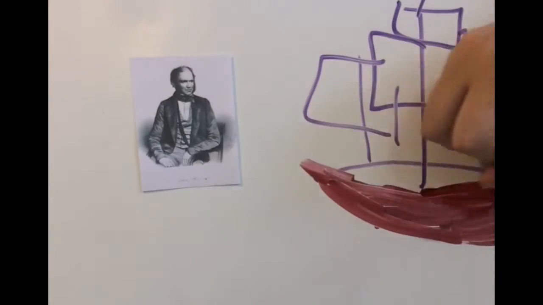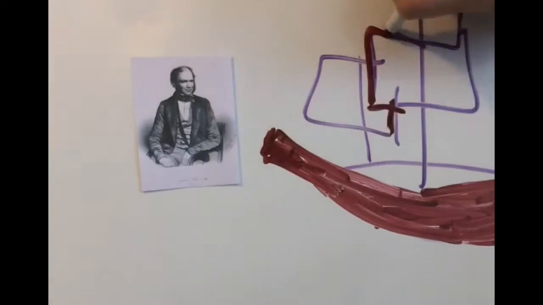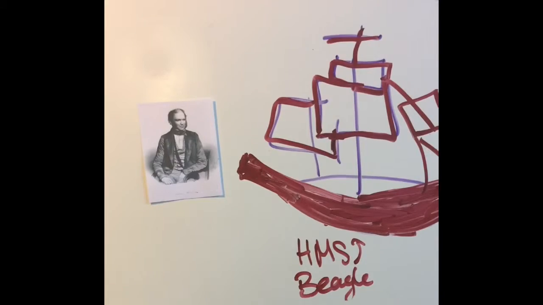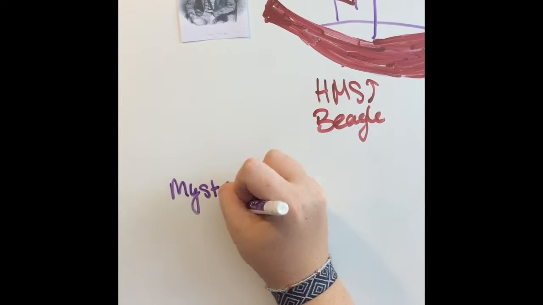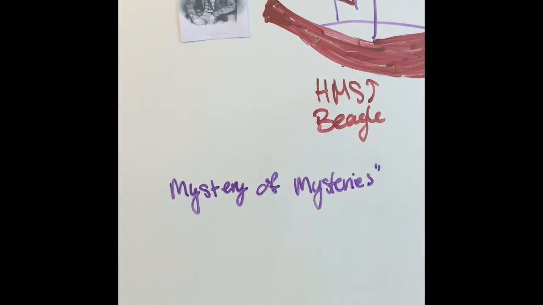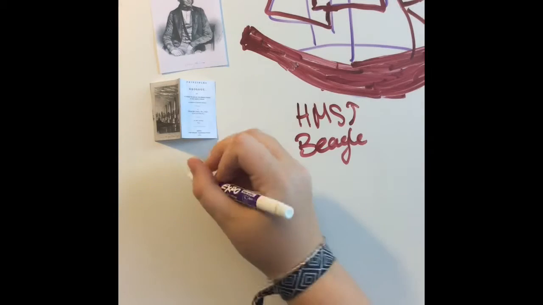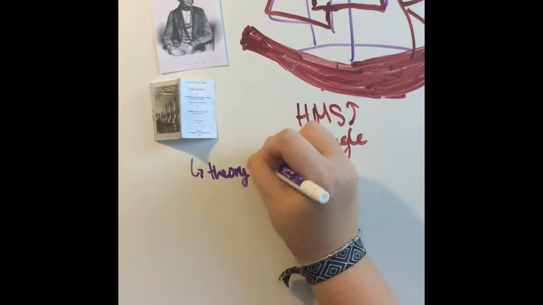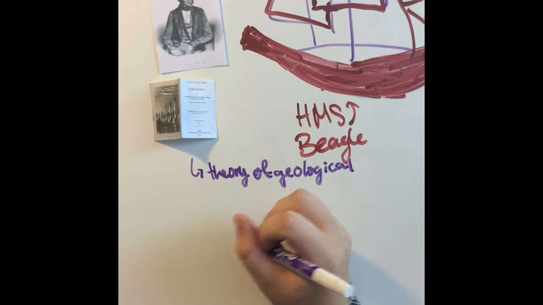This trip would go around the southern hemisphere, where he would encounter forms of life different from those in his native England. Darwin accepted this job. During his travels, he began to contemplate the mystery of mysteries, the origin of new species. Darwin took with him Charles Lyell's Principles of Geology, which supported a theory of geological change proposed by James Hutton.